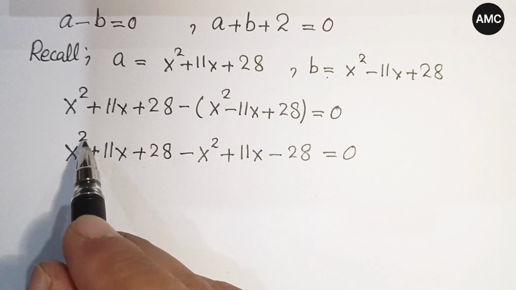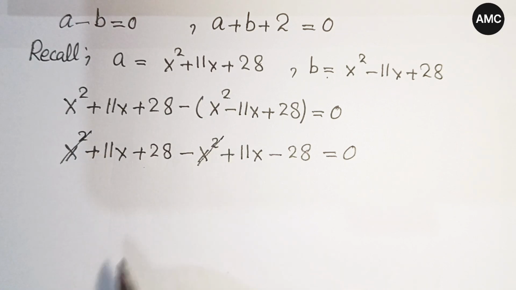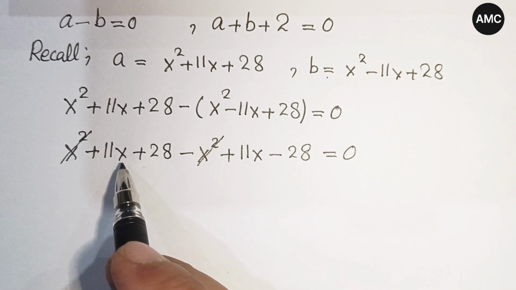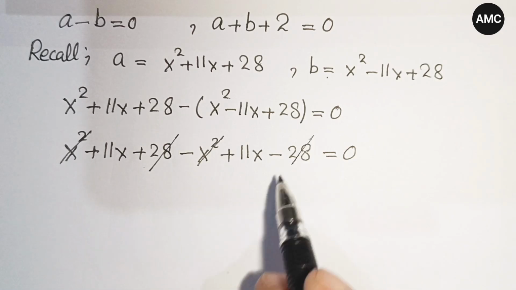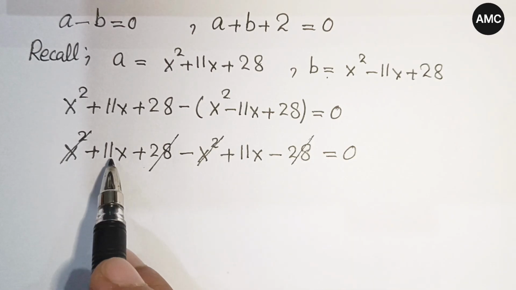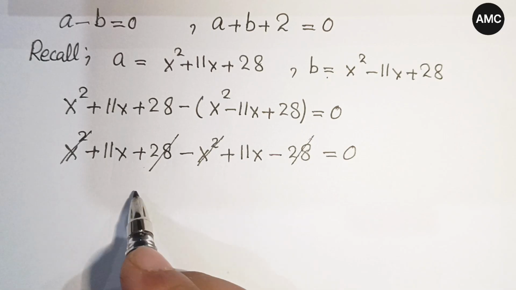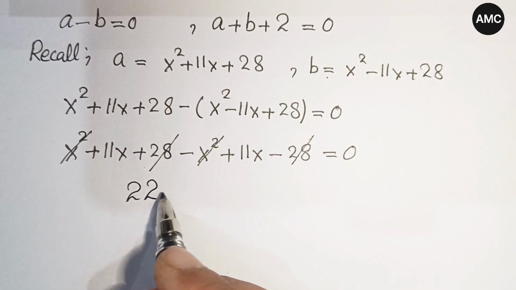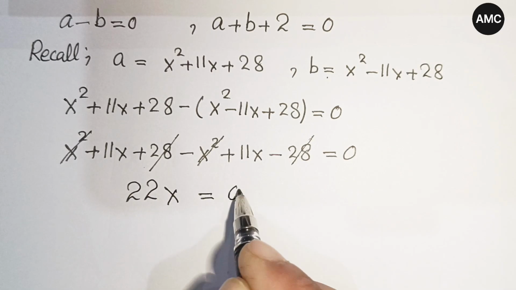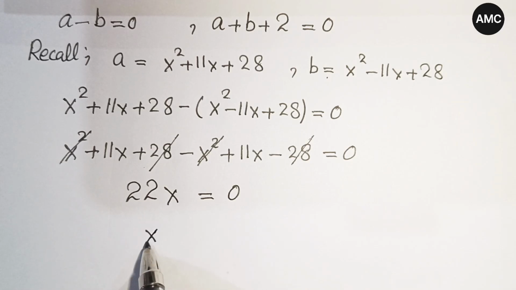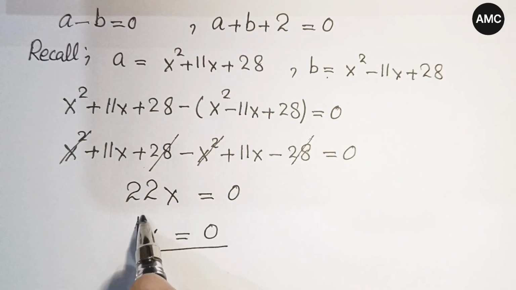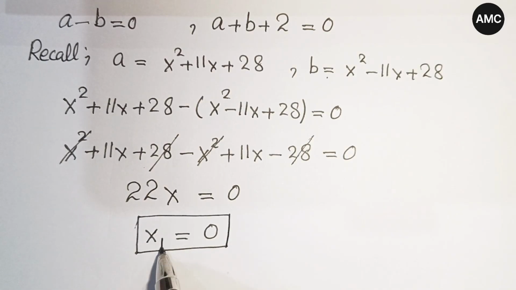So here we see that plus x squared is cancelled out with minus x squared, and plus 28 is cancelled out with minus 28. We get plus 11x plus 11x, we have 22x is equal to 0. And by dividing by 22 on both sides, we get x is equal to 0. So here it is our first solution of x.